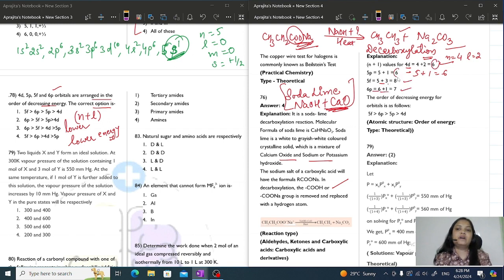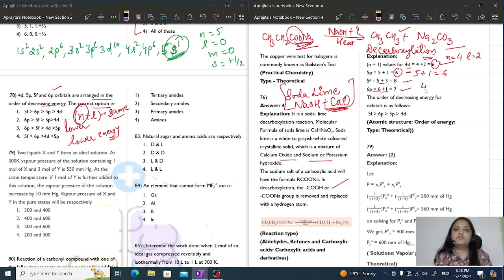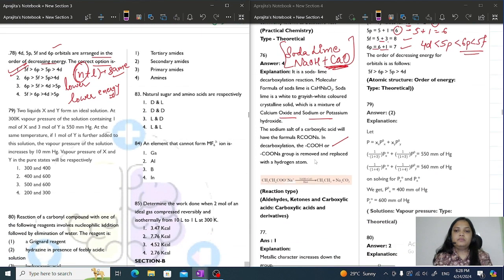Now we can say two values are same. So if the n plus l value comes out to be same, the one having the lower value of n will be having lower energy. Means 4d will be having the lowest energy, followed by 5p. Then we have 6p and then 5f. So we have to write it in decreasing order. So it's 5f, 6p, 5p and 4d. So the answer is option A. Okay.